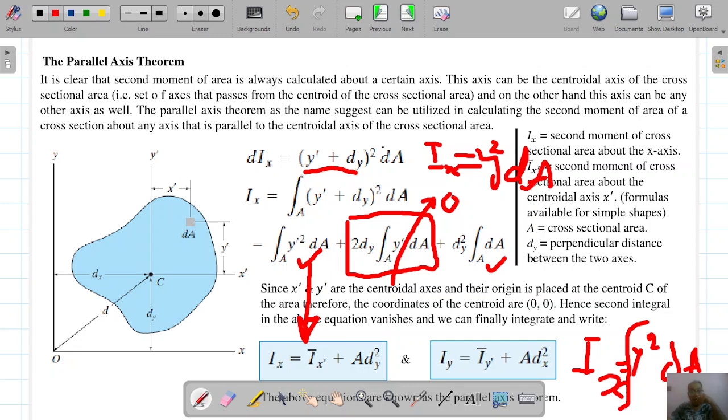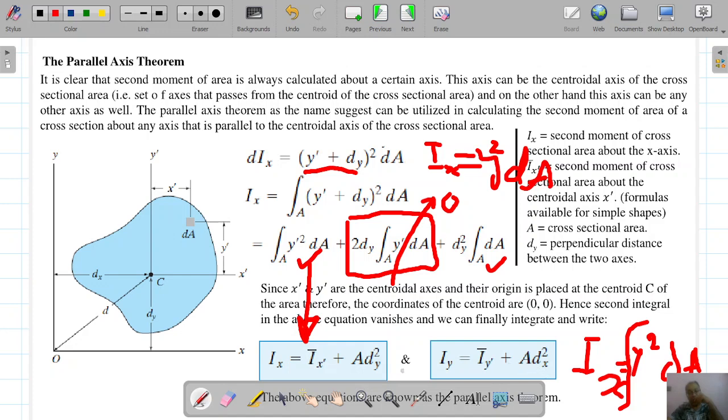So right now we will engage with Ix' and Ix. If we want to calculate the second moment of area about the Iy axis, here we already have the moment of area for y'. So we will write it as Iy equals Iy' plus area times dx square.